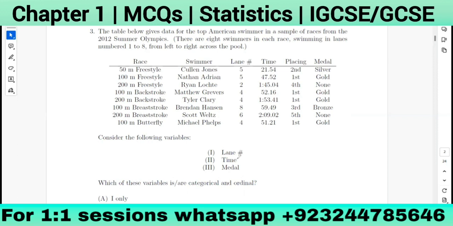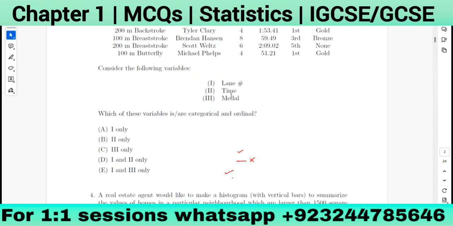Which of these variables are categorical and ordinal? Ordinal means there should be some order. Lane number has some order, so yes, it is categorical and ordinal. Time is not in order, so it is not categorical and ordinal. Medal is also categorical and ordinal. So only 1 and 3 are categorical and ordinal, and option E is correct.